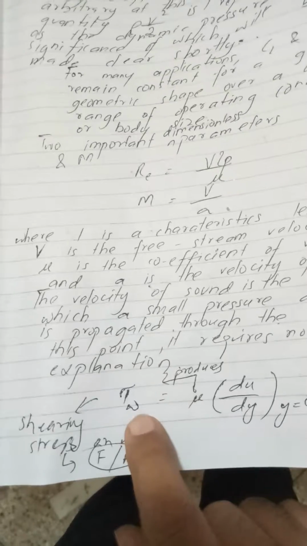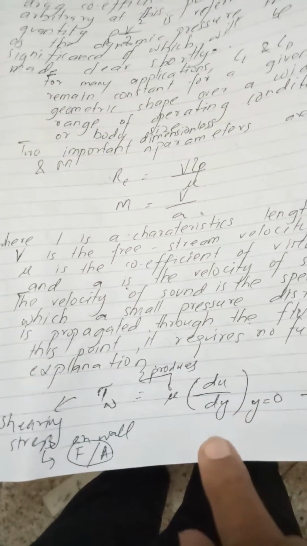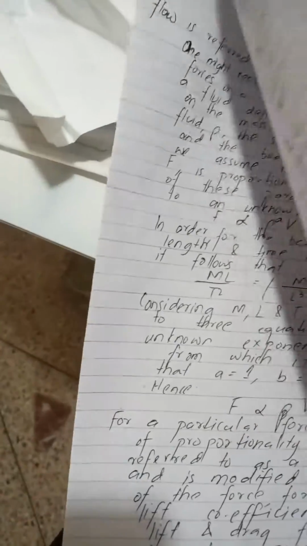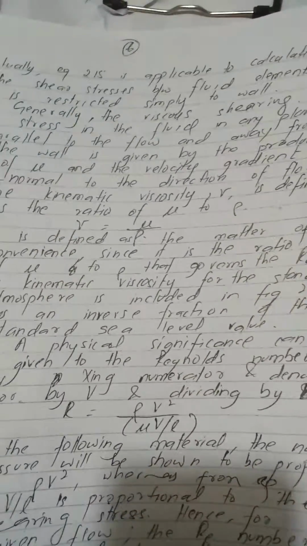So this is how mu produces the shearing stress at the wall, represented as force per area, and also written as mu times the derivative of u with respect to y, where y is equal to 0. This is equation 2. This is applicable to calculating the shear stresses between fluid elements and is restricted simply to the wall. This is simply restricted to the wall.